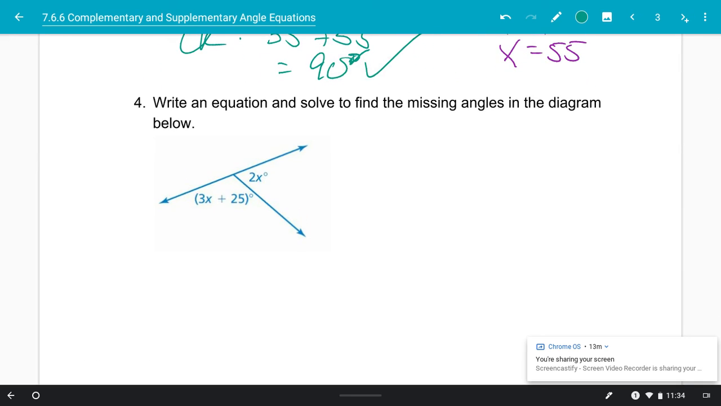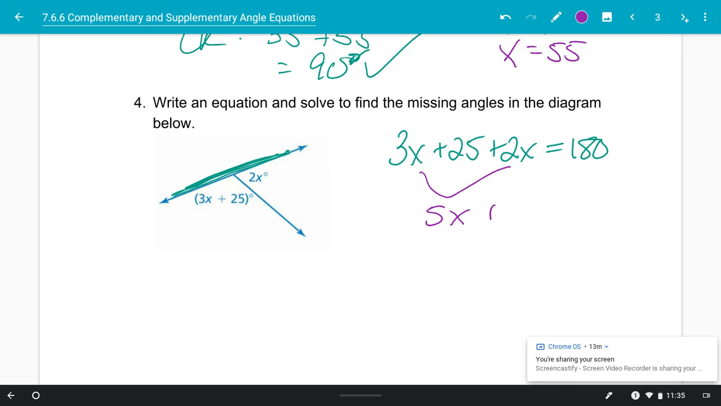All right, and our last question here, we want to write an equation and solve to find the missing angles in the diagram below. So I look first to determine what type of angles they are. I see this straight line here, so I know that these two angles are supplementary and that they will add up to 180 degrees. Nice. So we're going to do 3x plus 25 plus 2x equals 180. So once we've written our equation, we're ready to combine our like terms to get 5x plus 25 is equal to 180. Now we have our nice little two-step equation we're ready to solve.